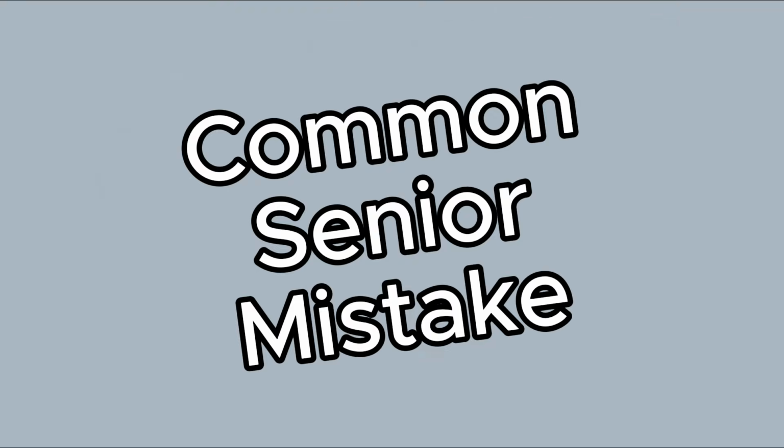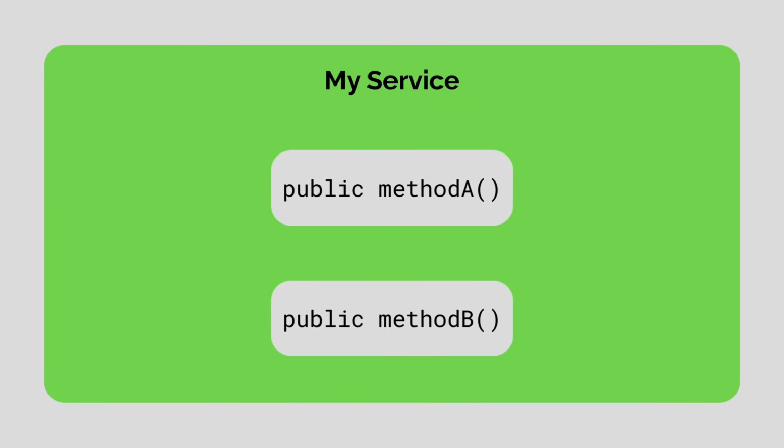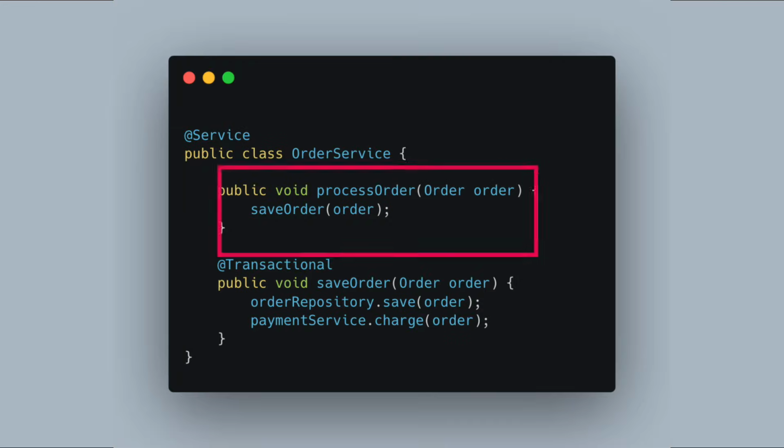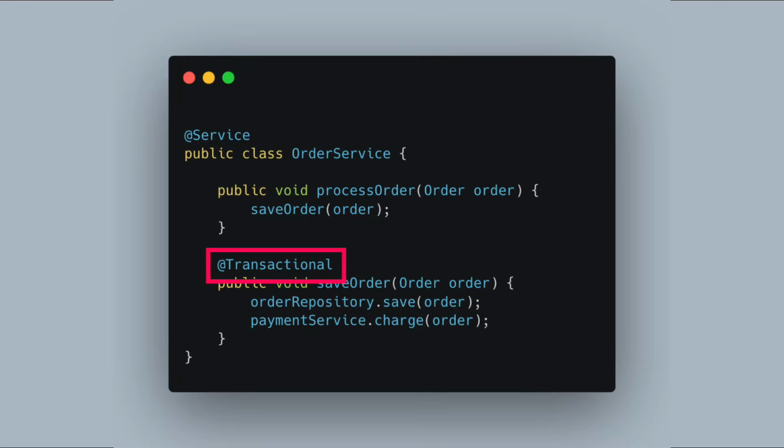Let's start with a common senior mistake. I see this in every PR and review. It's the self-invocation problem. You have a service. Method A is public. It has no transaction. Method A calls method B. Method B has the transactional annotation. You think a transaction starts when method A calls method B. It does not. In this code, when you call process order, the annotation on save order is ignored.